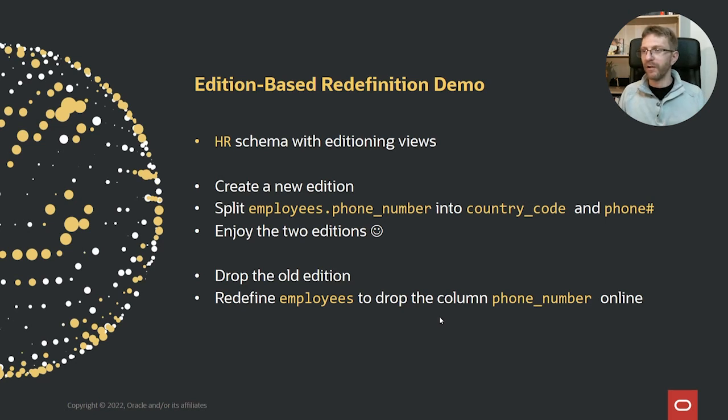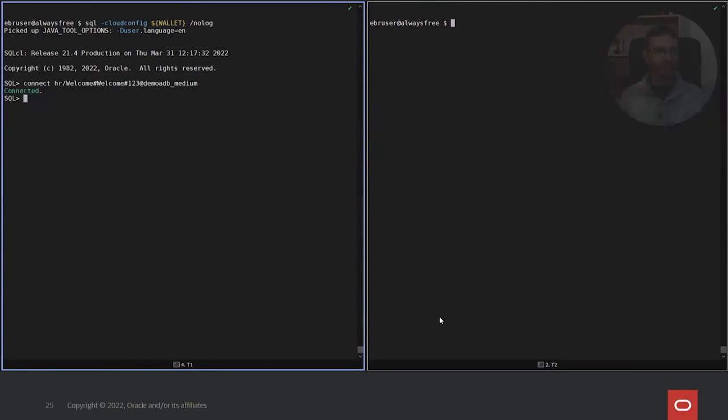Well, meanwhile, there will be an application deployment that we do not see, but when the new edition is effective, we will drop the old edition, and then we will also use DBMS redefinition to drop the phone_number column from the base table. So let's see how it works.